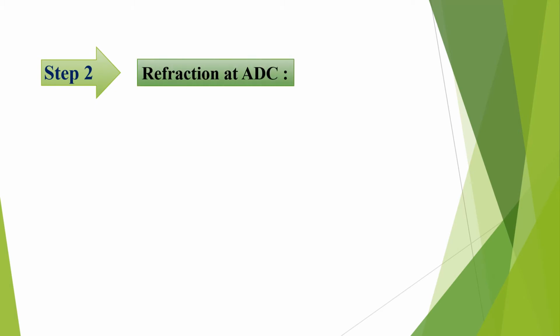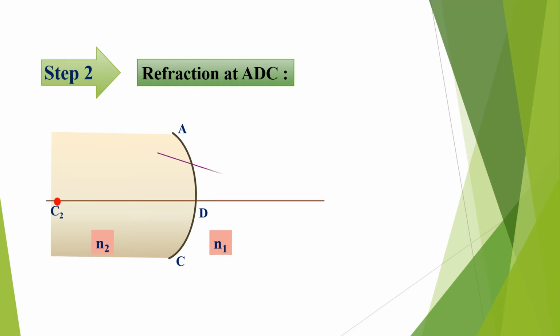Step 2, refraction at the ADC surface, where C2 is the center of curvature for this ADC spherical refracting surface, n2 is the refractive index of the denser medium through which the incident ray is coming, and n1 is the refractive index of the rarer medium in which the image is forming. I1, the initial image formed by the first refracting surface, acts as a virtual object for the second refracting surface, for which the image is formed at I. R2 is the radius of curvature for this refracting surface.